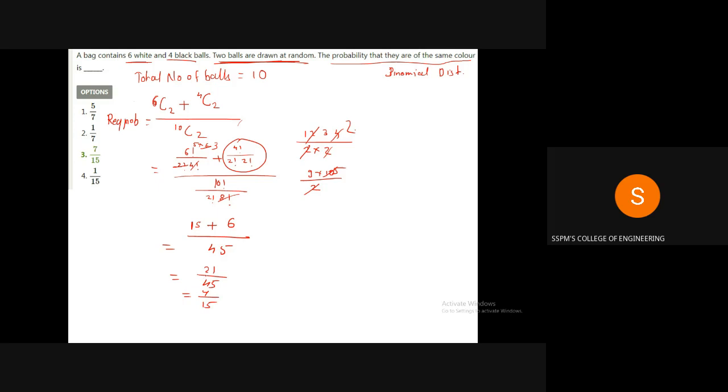If you divide it by 3, we have 7 divided by 15. So that is the correct option. Okay, so that's how we find the probability for such distribution.